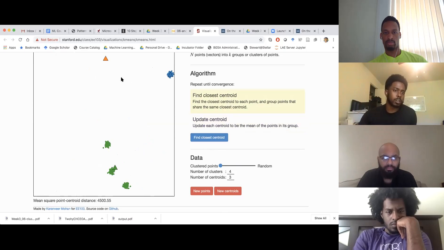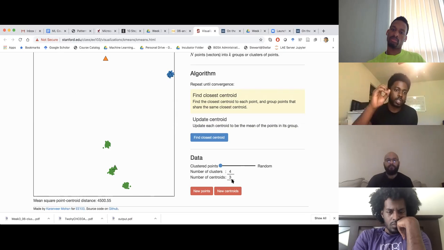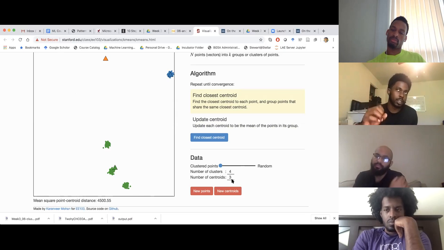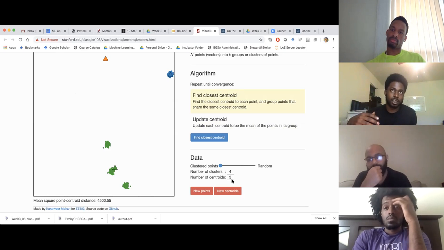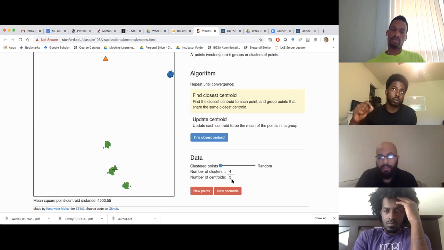Are you seeing what's happening here? When your data set is super clustered, your k-means might converge on a solution where, even if you have the right number of centroids for the clustered data, you still might converge on a solution that doesn't have every centroid on each cluster. Are you seeing what I'm saying?